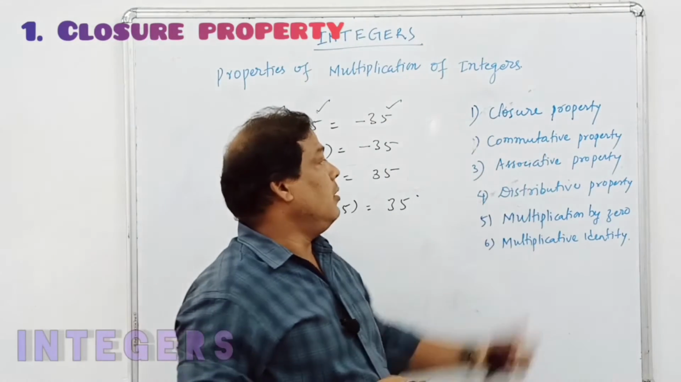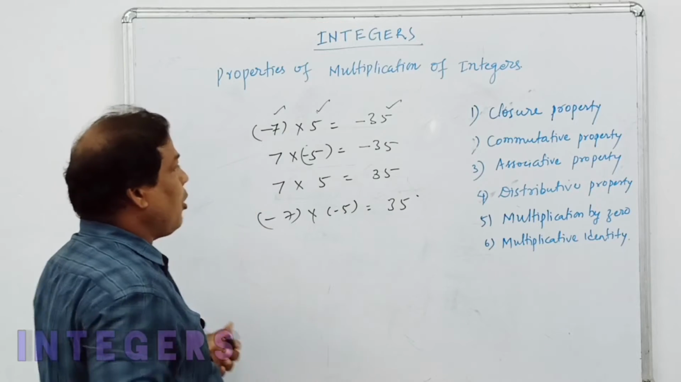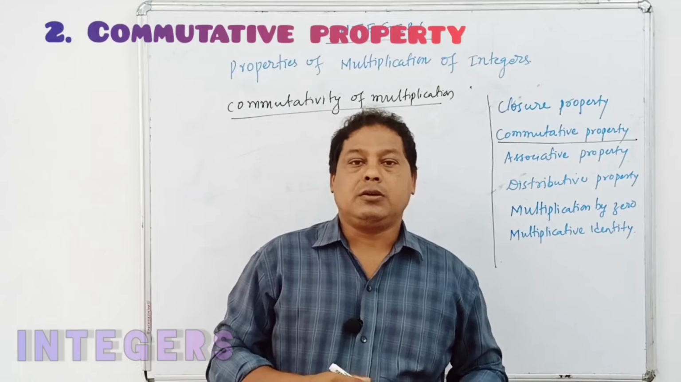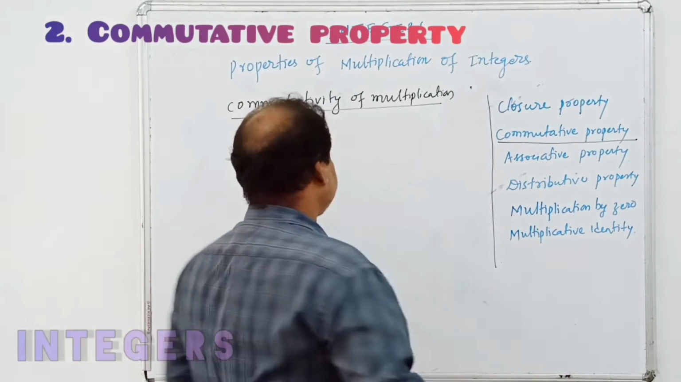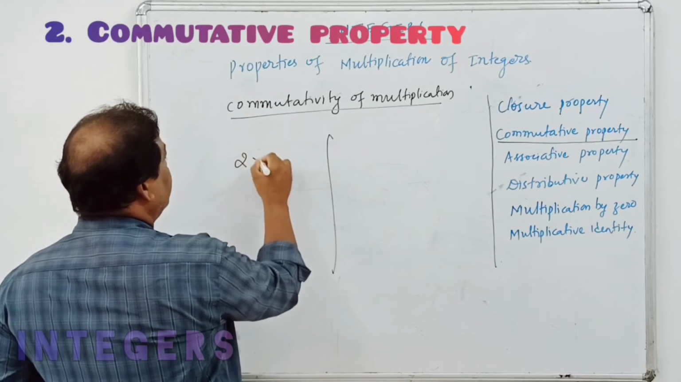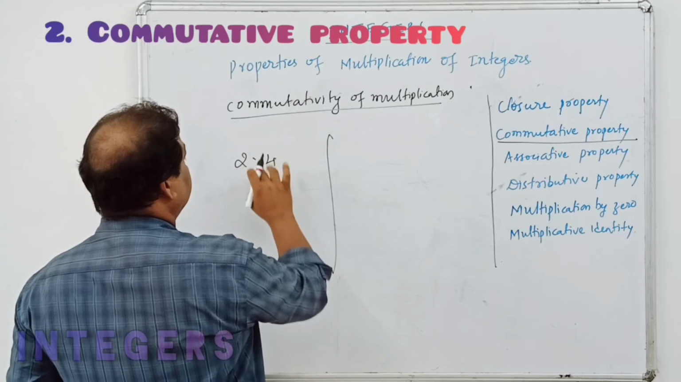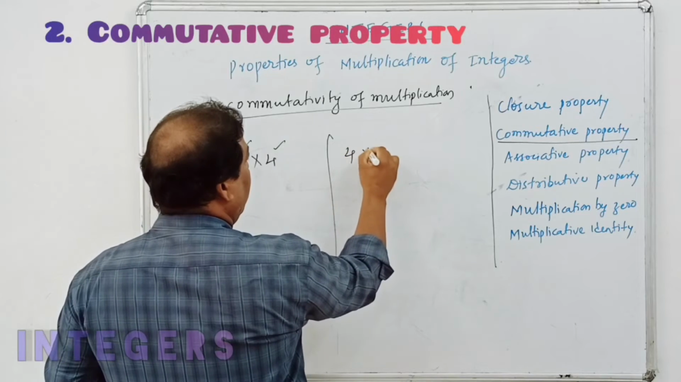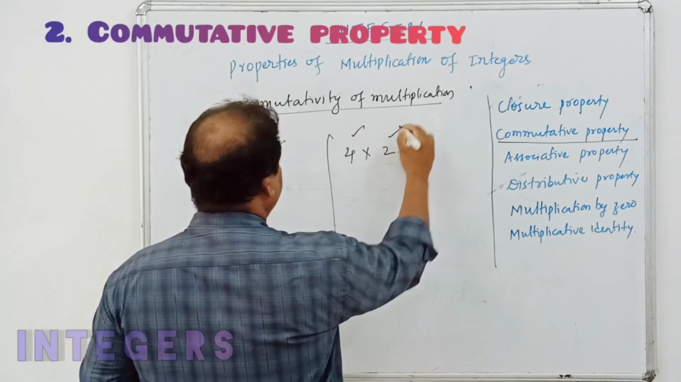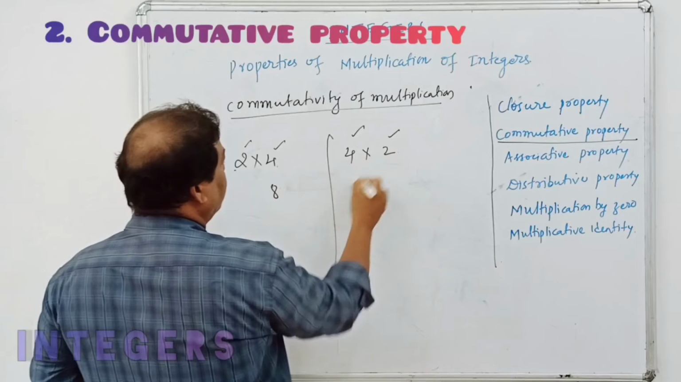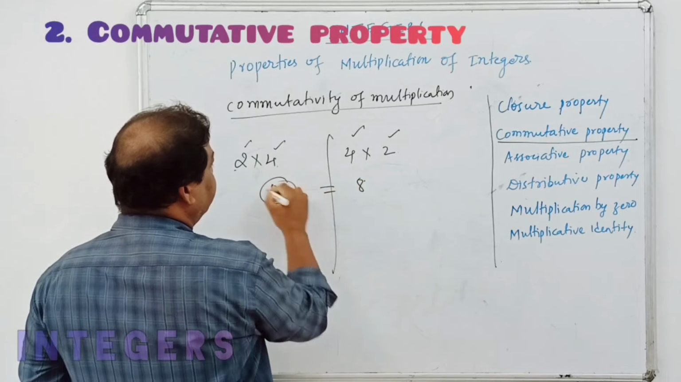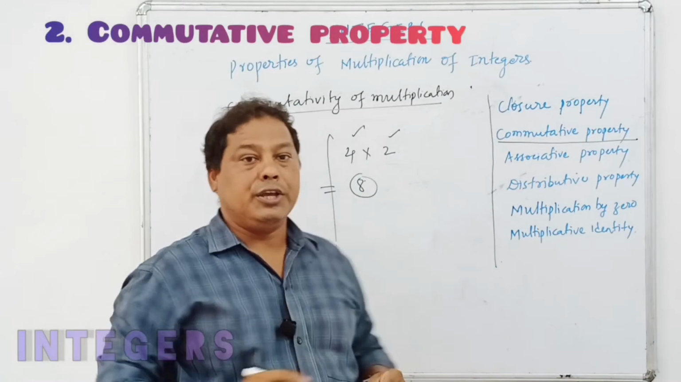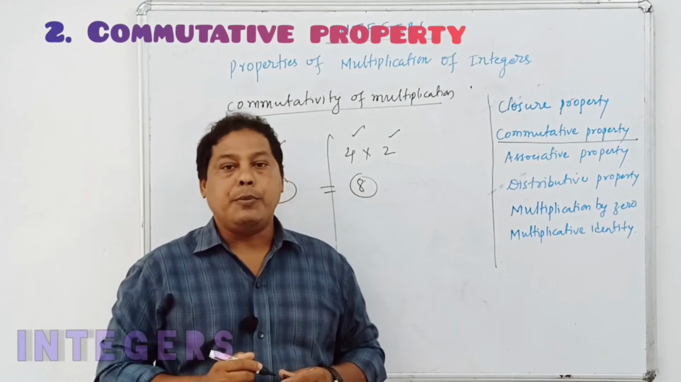So now we will see the next topic, the commutative property of multiplication. We know that multiplication is commutative for whole numbers. See here, 2 times 4: 2 is a whole number, 4 is a whole number; 4 times 2: 4 is a whole number, 2 is a whole number. 2 times 4 is 8, 4 times 2 is 8. That means 8 is equal to 8. The LHS and RHS are both equal. Can you say multiplication is commutative for integers?